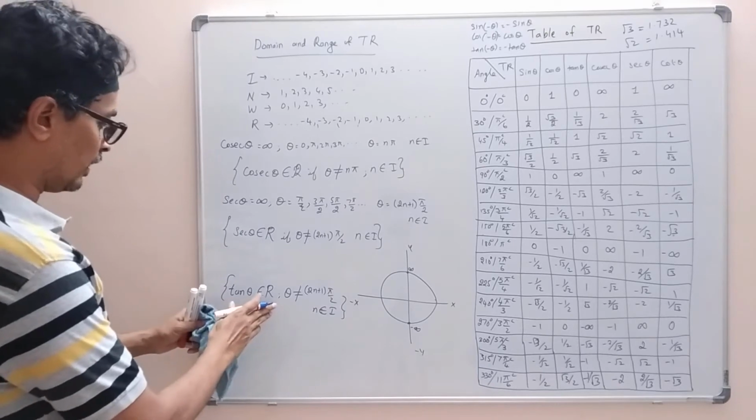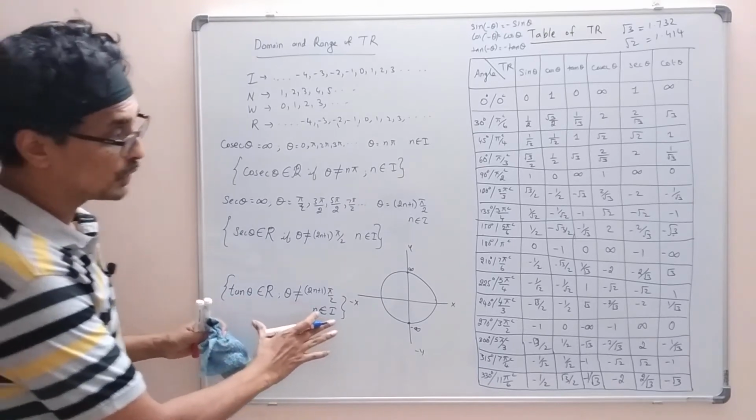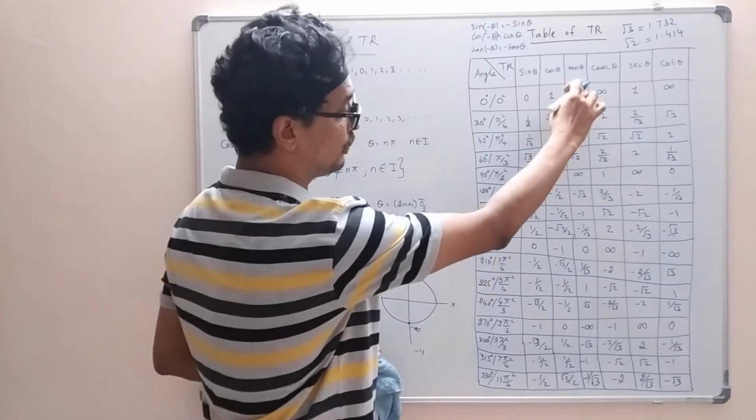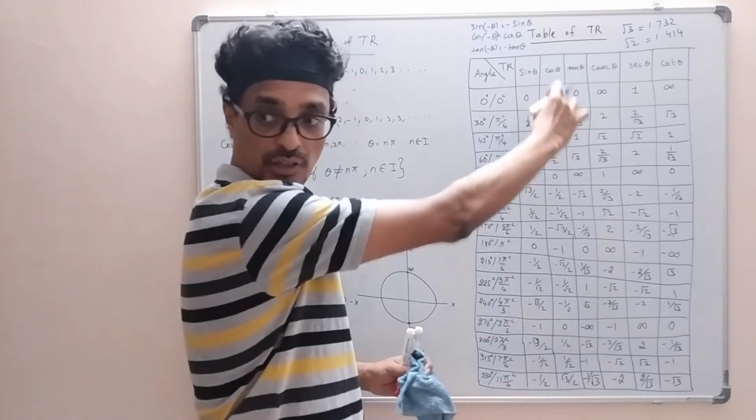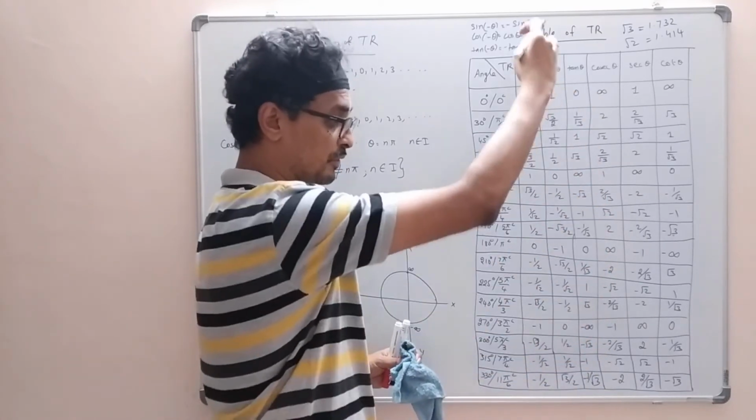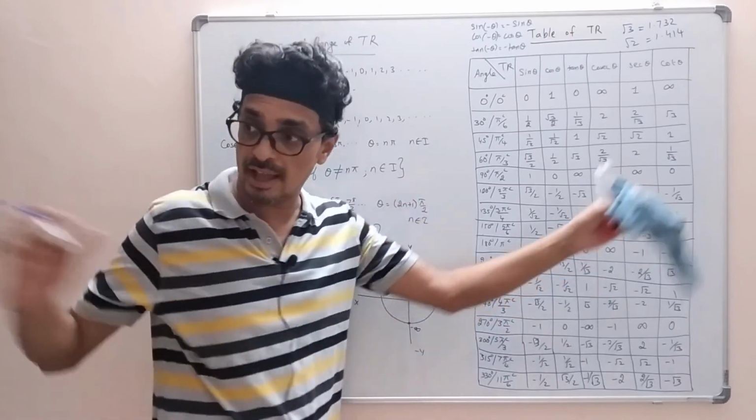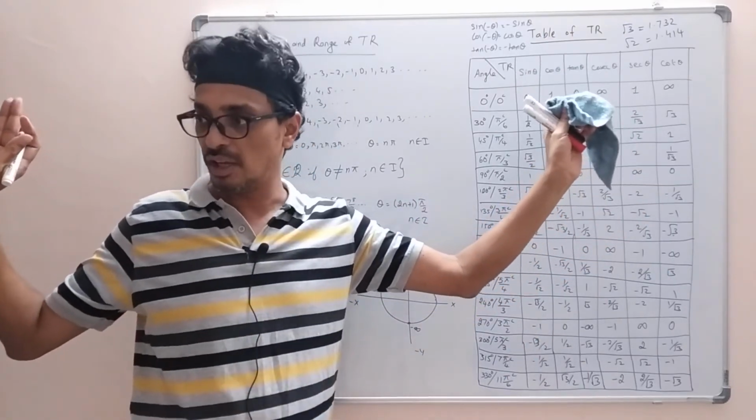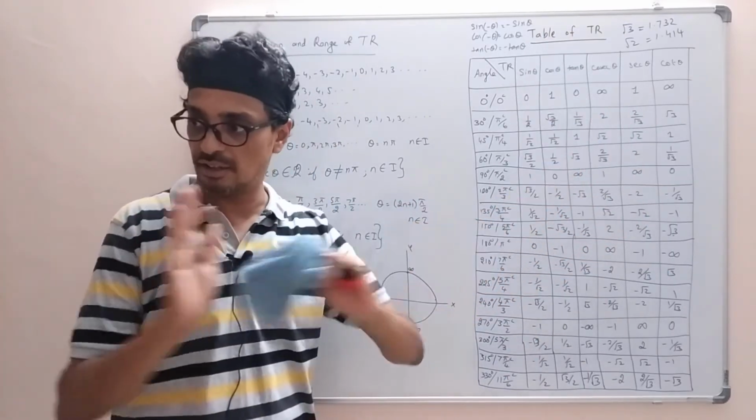The tan theta, so this is the domain. What is the range of tan theta? Tan theta can go through all values. You got it? From minus infinity to plus infinity, you can take all values. So the range is the entire set of real numbers. There is no limit for tan theta. All the real numbers are the range.